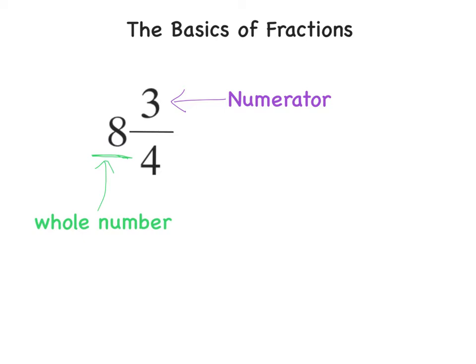Then we have the number 4, which represents the denominator. The 4 tells us, or the denominator tells us, how many slices there are total in the given number that we are discussing.